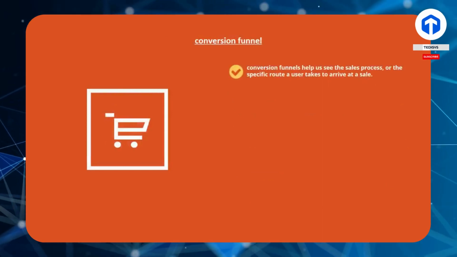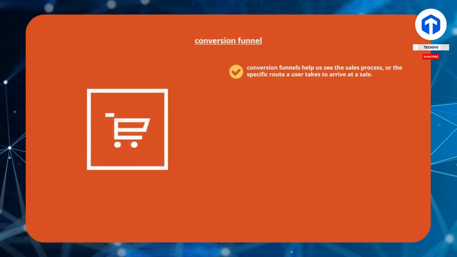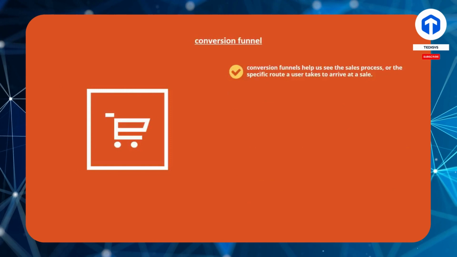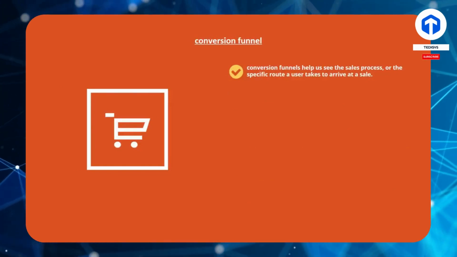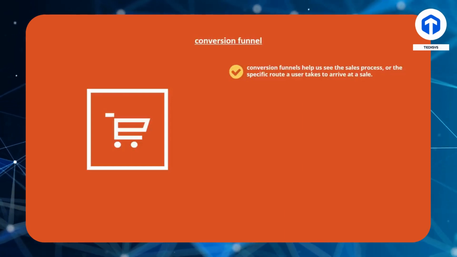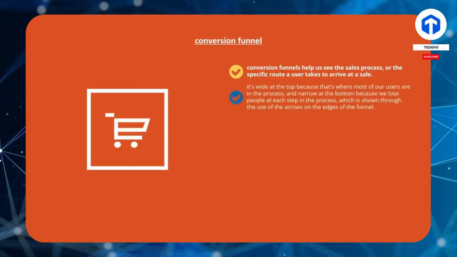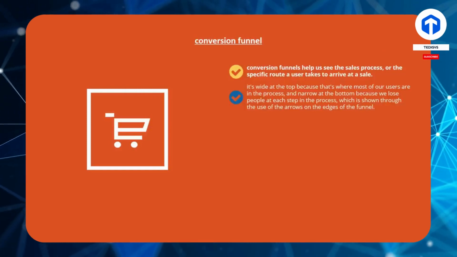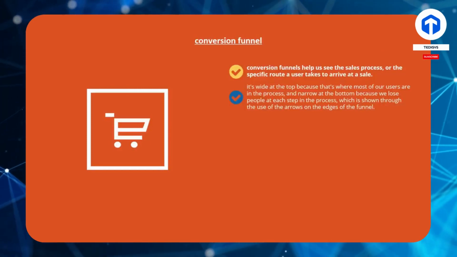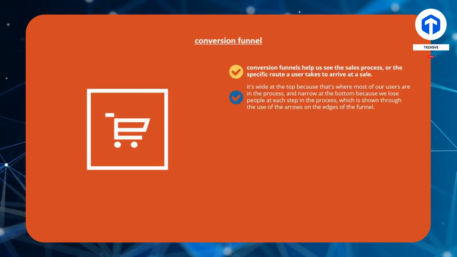Conversion funnels help us see the sales process, or the specific route a user takes to arrive at a sale. They're a visual representation of each step of the process, and they can be fairly generic, referencing sales in general. It's wide at the top because that's where most of our users are in the process, and narrow at the bottom because we lose people at each step in the process, which is shown through the use of the arrows on the edges of the funnel.